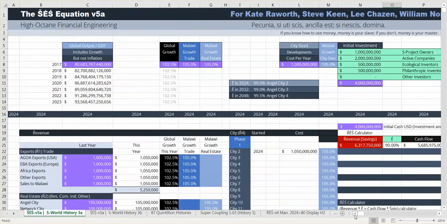Okay, here we go. The SES equation, version 5A. And I call it high octane financial engineering. Why? Well, it's financial engineering because, in the same way that in America, if a bank's got $1 billion in cash, it's allowed to lend out 9 billion. Therefore, in America, that's 17 trillion or whatever they make. You should really push that back and say it's not 17 trillion at all. It's 1.7 trillion or maybe 1.9 trillion. But it has then been increased. You understand? The point is, another point. This way of doing economics is dangerous.